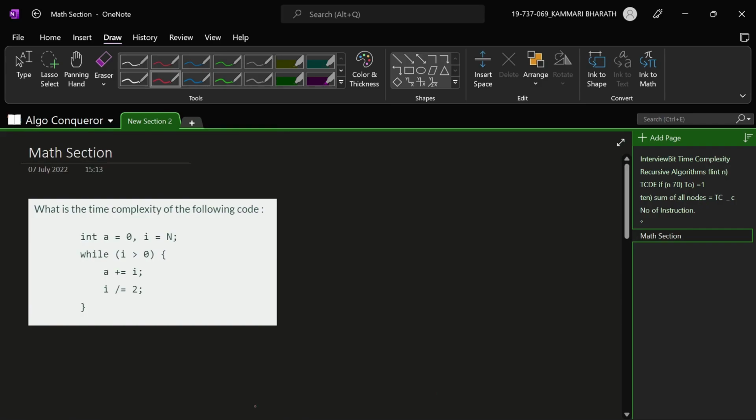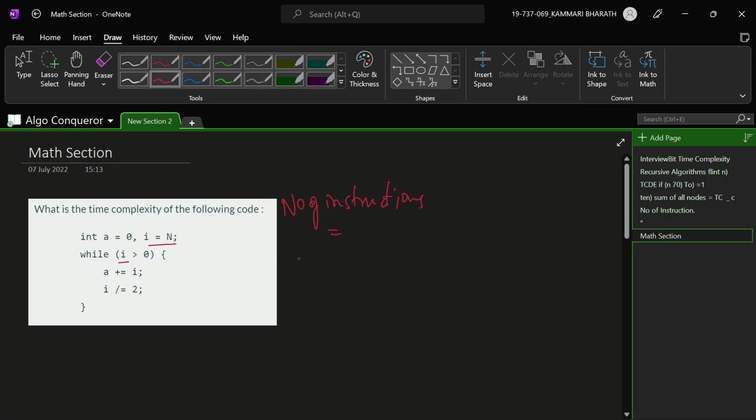And here's the code. Now you have to calculate the number of instructions executed in this code. Now how will you calculate this? So the loop is depending on the variable I. The I is starting from the n, and the loop runs until it becomes 0. So it looks a bit complex, but it's not.